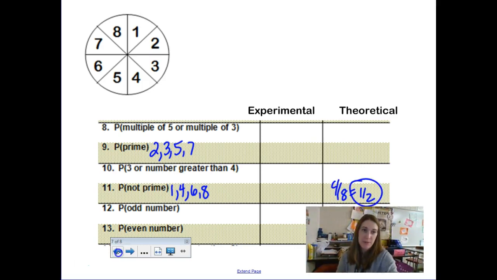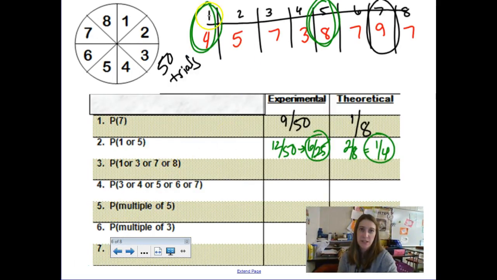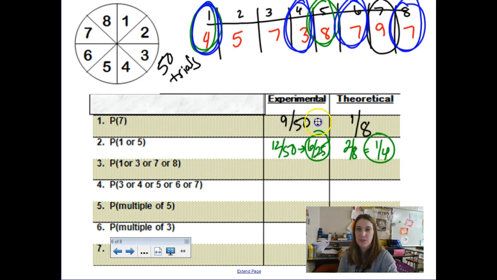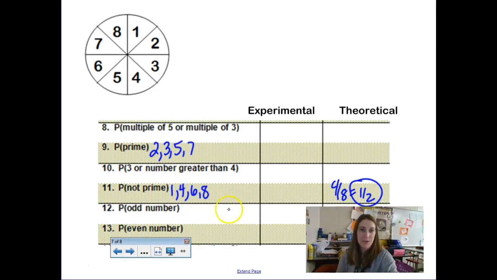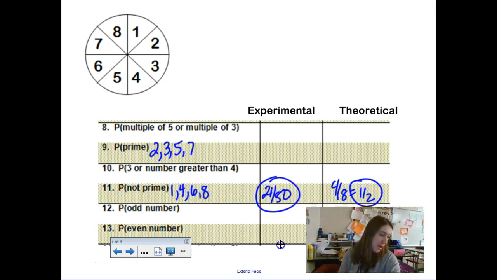But the experimental probability of it being 1, 4, 6, or 8. Let's see. 4, 7, 7, 21. 21 out of 50. Which I don't think does reduce, so I'm going to leave it. Okay, I think I got them.